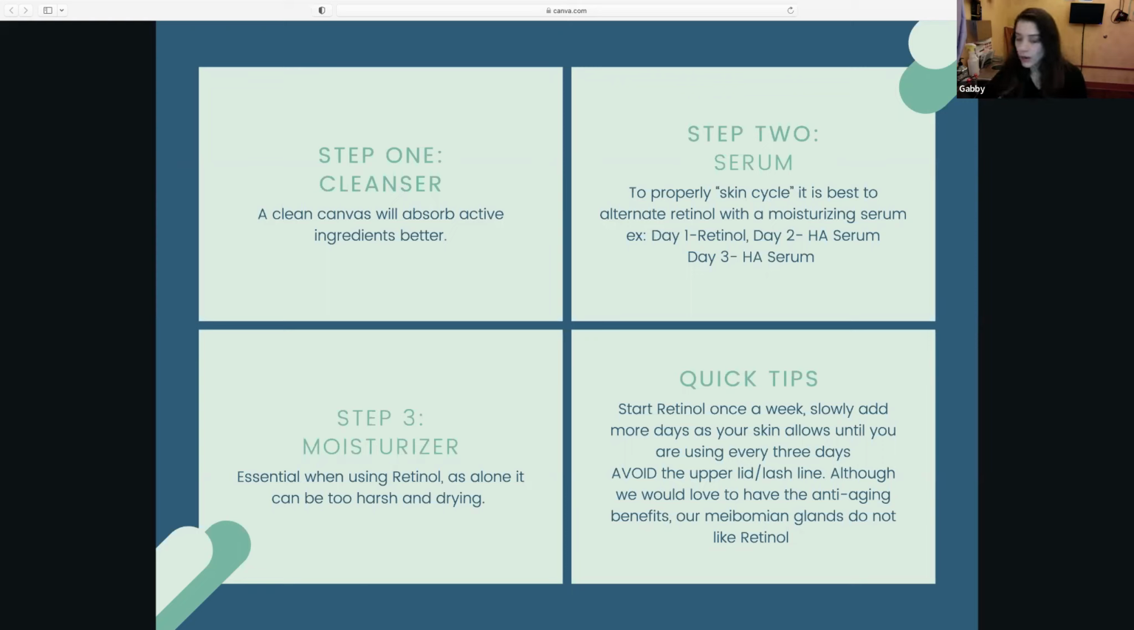For the facial retinol, if you're using both, since it's a little bit stronger, I like to say leave a good amount of space around the eye with the facial retinol.